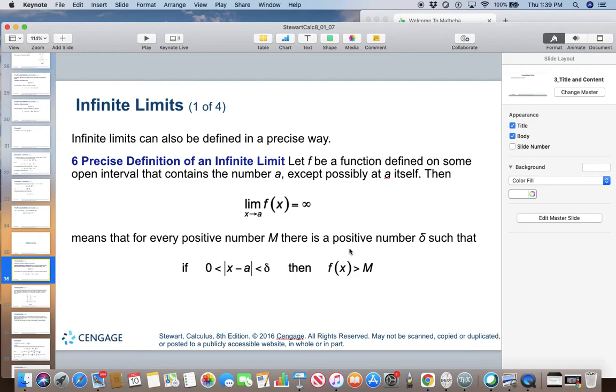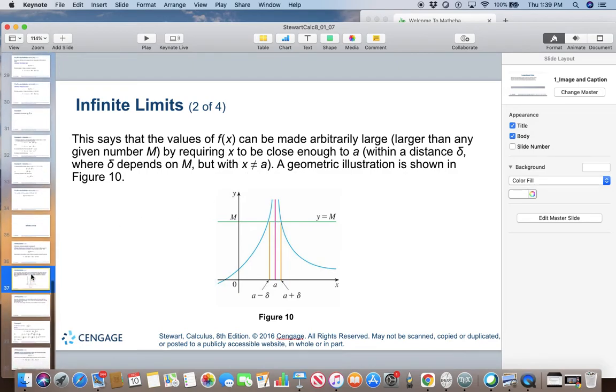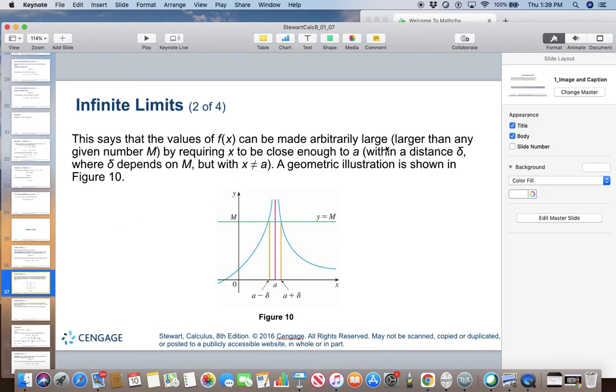Your f is not bounded by any M. You gave me some number M and I'm able to cross it. If I'm close enough to a, I'm able to cross that bound. This says that the values of f(x) can be made arbitrarily large. Arbitrarily large, that is larger than any given number M, by requiring x to be close enough to a.